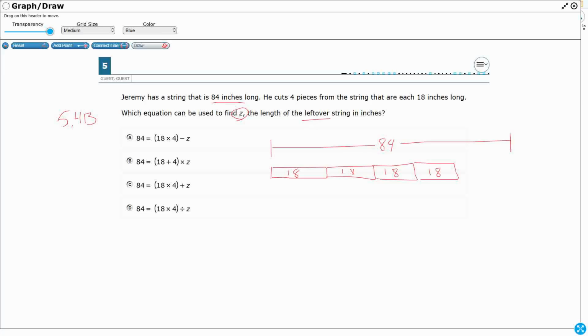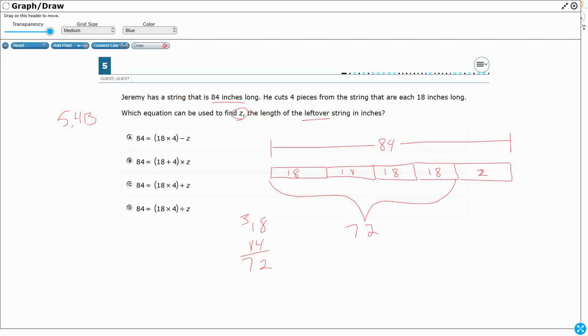Okay, so leftover string. Well, let's see. Leftover string means it's going to be this z right here. Because let's figure this out. What is 18 times 4? 18 times 4, okay, 72. Which means if he is going to cut 4 pieces of string that are each 18 inches long, he didn't use the whole string, because 72 is less than 84.